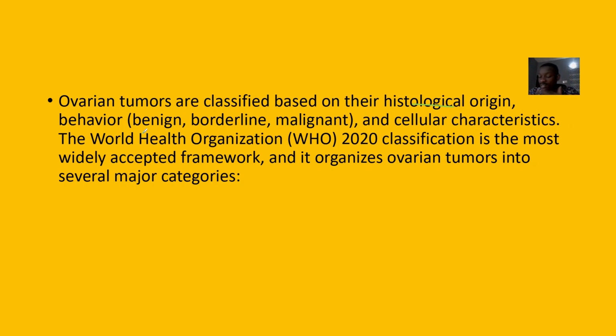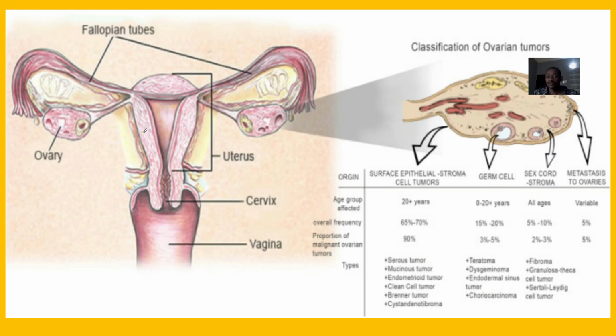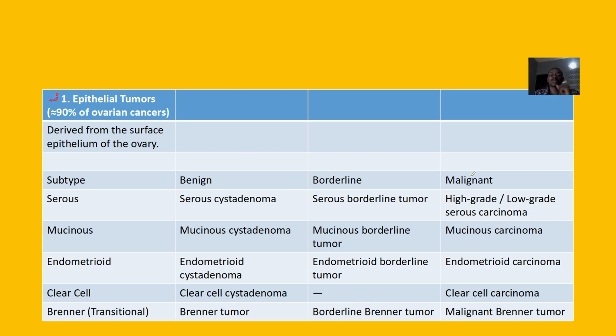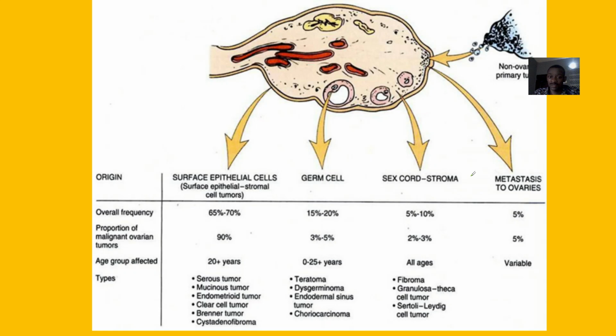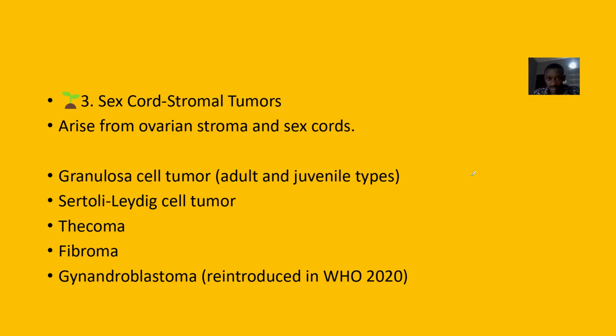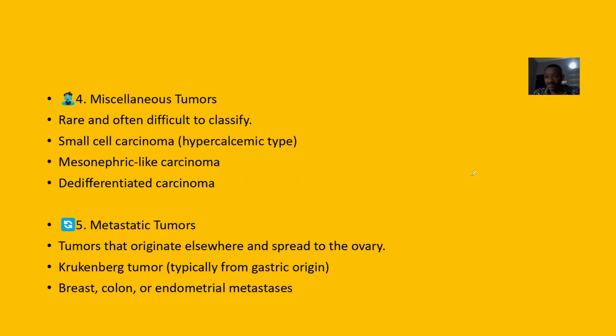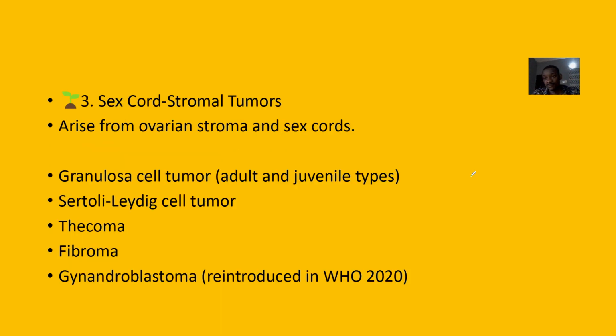Then also you can classify them based on what? Cellular characteristics. Based on origin here, you can see that we have the surface epithelial-stromal cells, we have the germ cells, we have the sex cords, and all of that. So let's look at them. We are looking at the epithelial tumors, then germ cells, sex cord, miscellaneous, and metastatic.